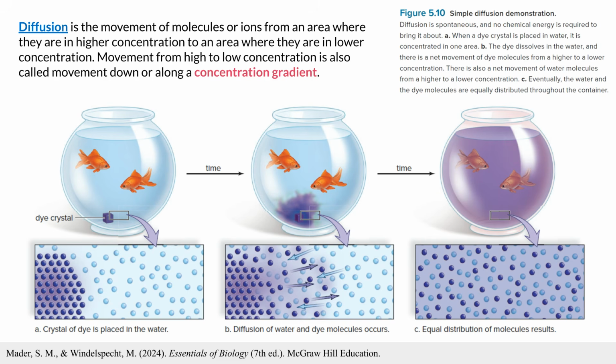This diagram visually represents diffusion. Notice how purple dye crystal particles spread out evenly over time. Initially, these particles are concentrated in one area. As time passes, they move randomly until they are evenly distributed. Diffusion does not require energy because the movement is spontaneous.